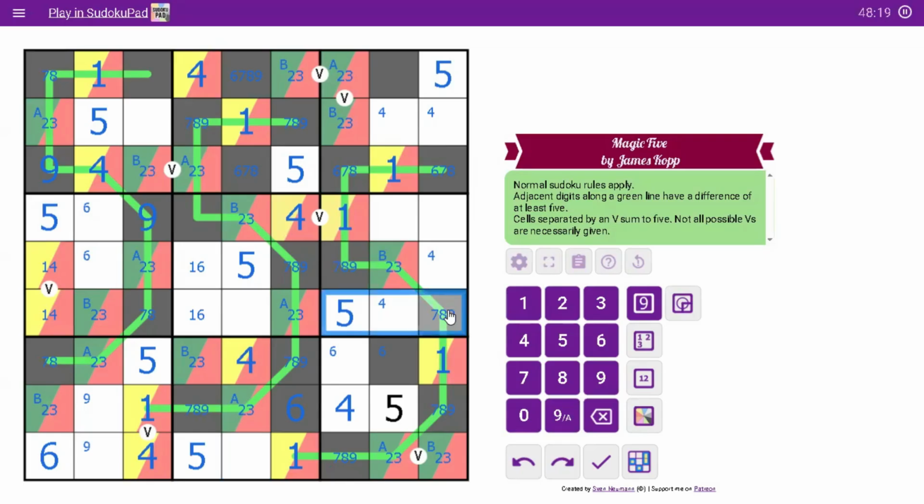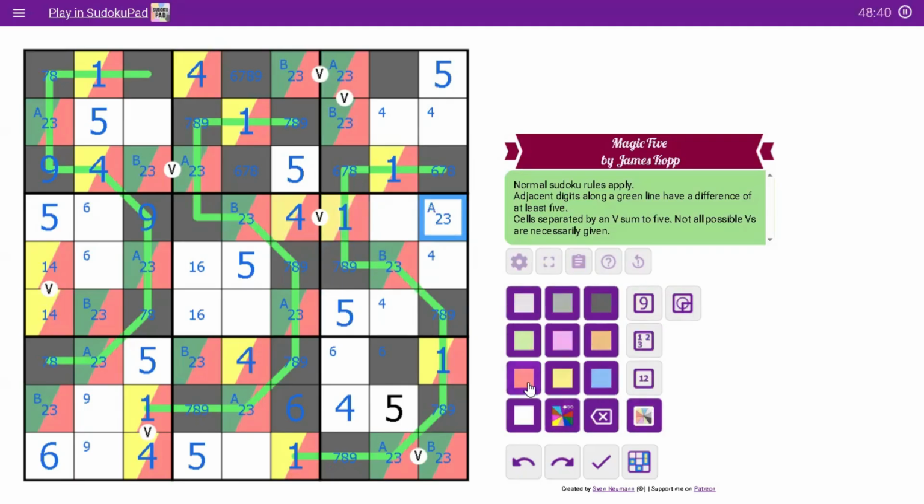Okay, the A is here by Sudoku because A is there. Yeah, A is here. 2, 3. Make it A. I think we've done A and B in every box.